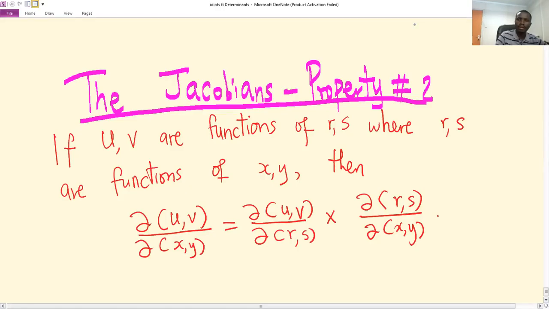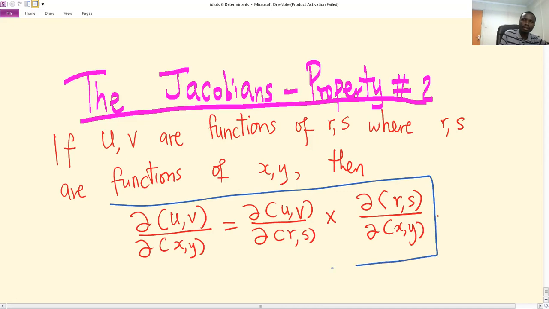Welcome to this session. This session will state and prove the second property of Jacobians. We say that if U, V are functions of R and S, and R and S are also functions of X and Y, then the Jacobian of U, V with respect to X, Y is the same as the product of the Jacobian of U, V with respect to R, S and the Jacobian of R, S with respect to X, Y. So we are interested in proving this relation.